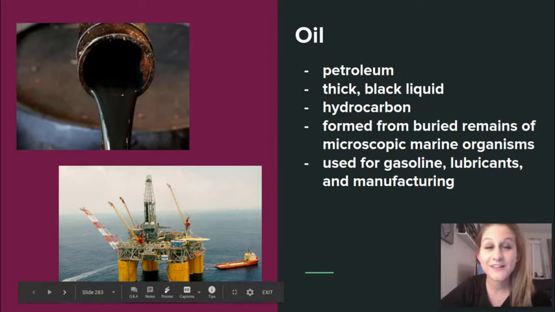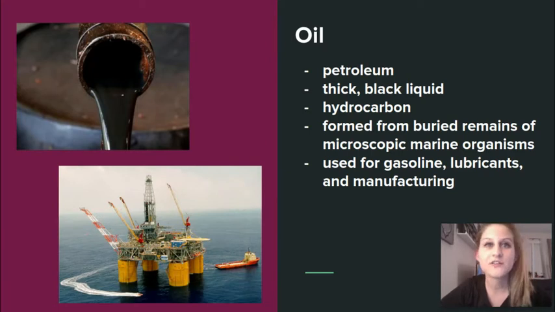All right, let's talk about oil. Oil is also known as petroleum. It's a thick black liquid. It is known as a hydrocarbon, which means that its molecules contain hydrogen atoms and carbon atoms. Oil is formed from buried remains of microscopic marine organisms. So this happens over, again, millions of years.